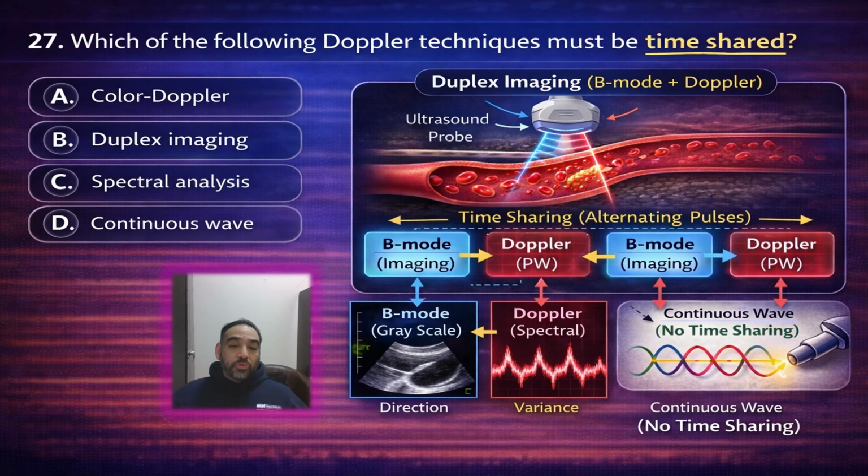And the last one, which is incorrect, is D, continuous wave. Continuous wave Doppler transmits continuously and receives continuously, so no pulsing, no switching, no time sharing. Again, it uses two crystals, one always transmitting and one always receiving. So if two different imaging modes must operate in the same scan line, the system must time share, and that's called duplexing.